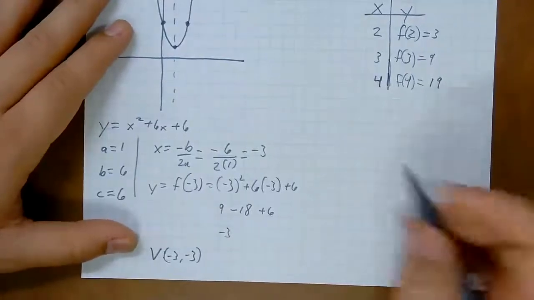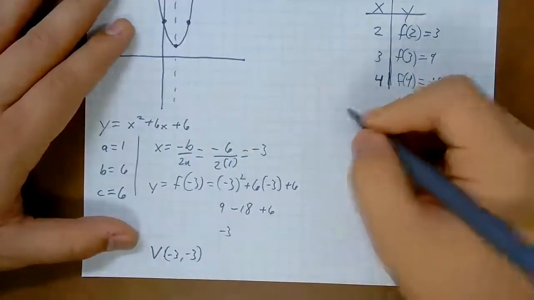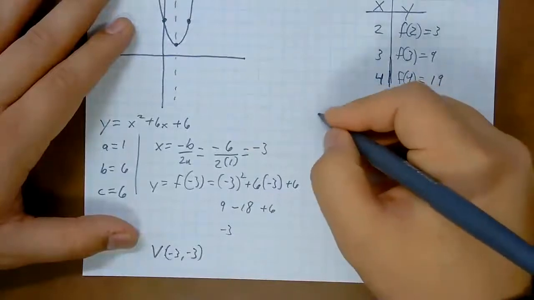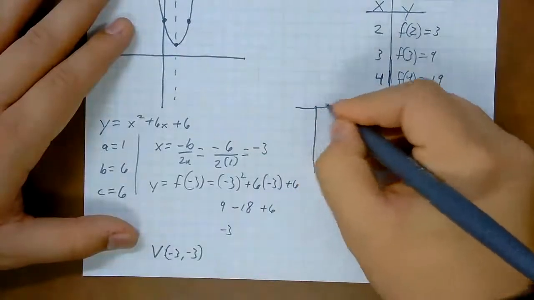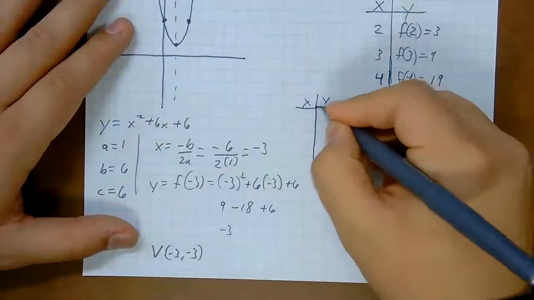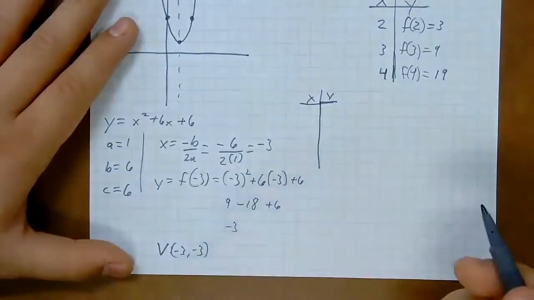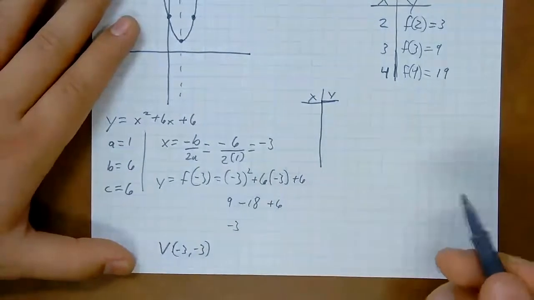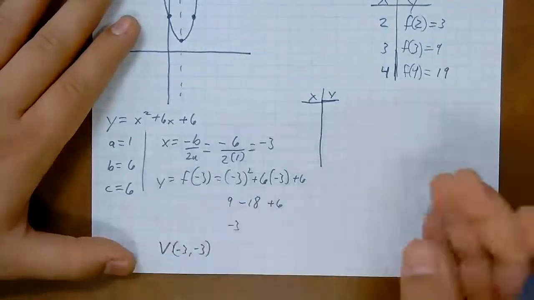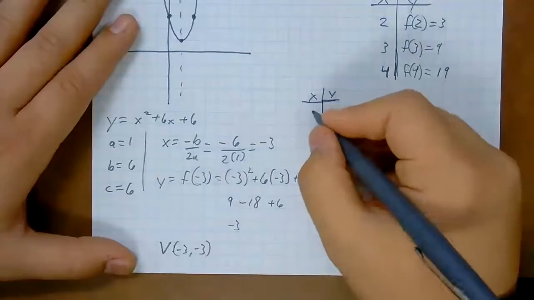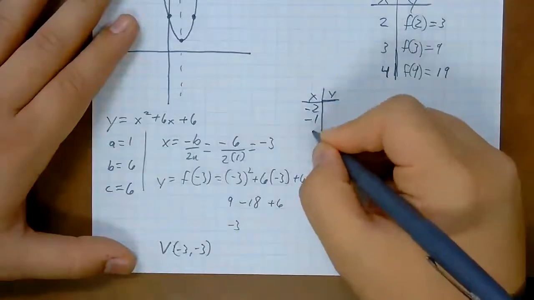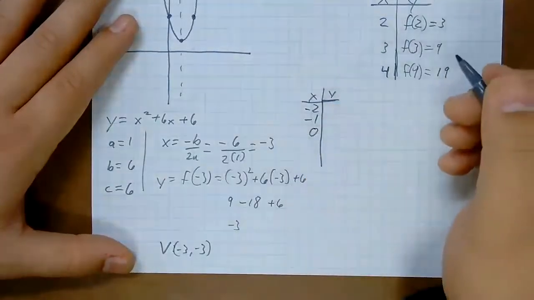Now that we have that, let's set up our table. Let's set up this table right up here. We want to pick values that are close to our x value in the vertex. So close to negative 3, we'll be on one side. I'm going to go towards 0: negative 2, negative 1, 0.